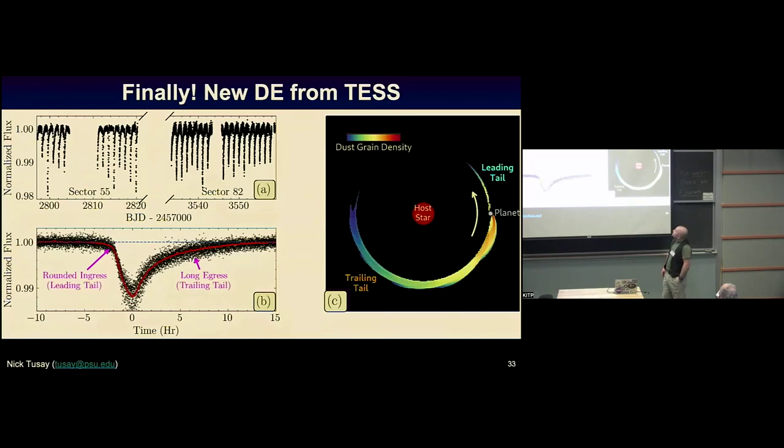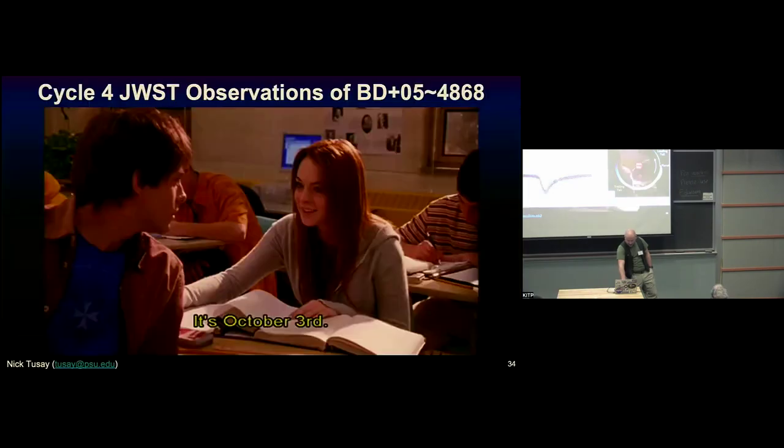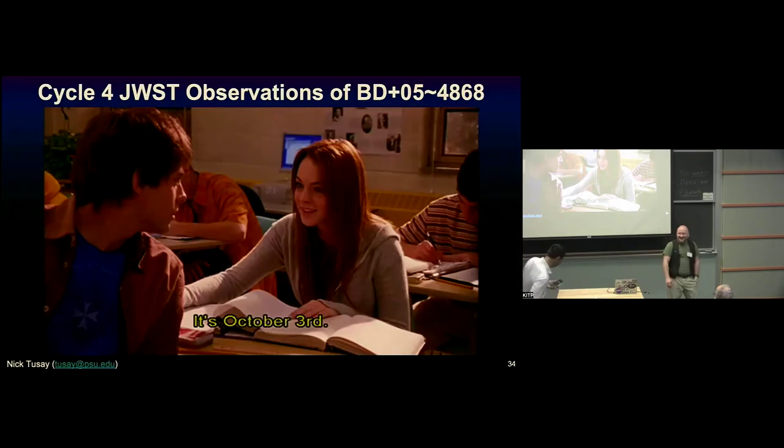Since I have time for it, I'll bring it up. This is the new disintegrating planet that was found with TESS, BD05 and a bunch of numbers. And we got a Cycle 4 JWST program to study this. If you ask when this will happen, it's October. I don't know the exact date, but it's in October. These observations should happen. Okay, I'll take questions now.